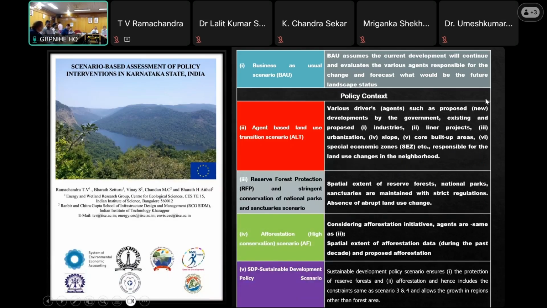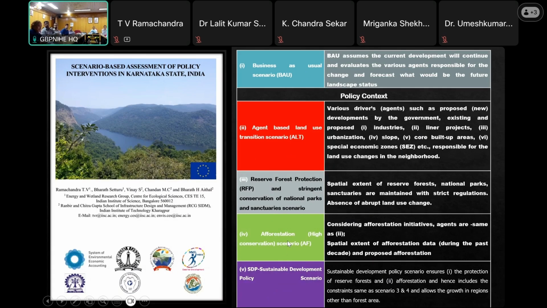You can look at various scenarios. We have looked at the business as usual scenario. That means whatever land use change is happening, if it continues to happen, what will be the result? Then the agent based scenario. That means there are a lot of agents, like building roads, etc., happening. Then what is the change? Then if you do protection, and afforestation, what is the likely change? And sustainable development, which is nothing but integration of all these first three.